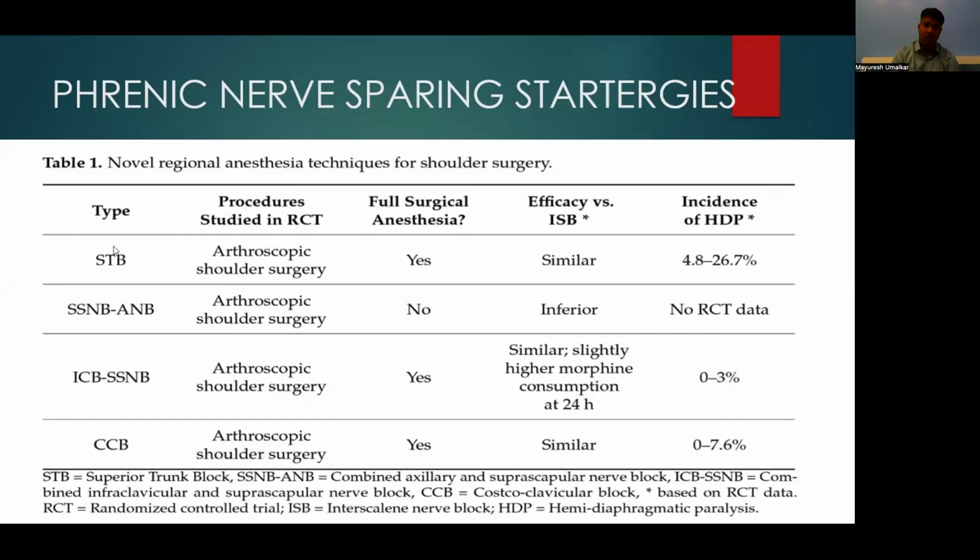Then suprascapular nerve block and axillary nerve block, full surgical anesthesia is not possible. Pain efficacy versus ISB is inferior. Infraclavicular block along with suprascapular nerve block, full surgical anesthesia possible, yes. Efficacy versus interscalene block is similar but with slightly higher morphine consumption at 24 hours, and 0 to 3% chances of SDP. And costoclavicular block, surgical anesthesia is possible, but my views about the costoclavicular block are different.